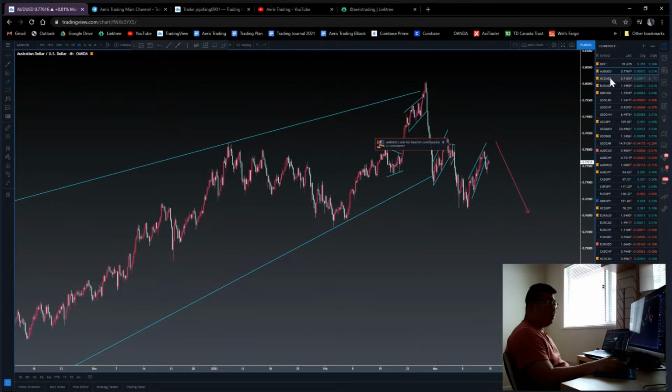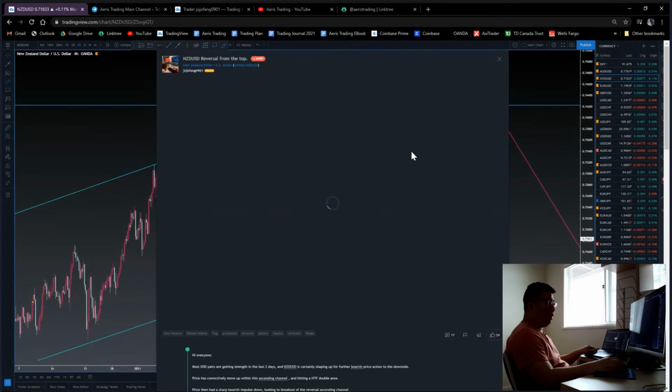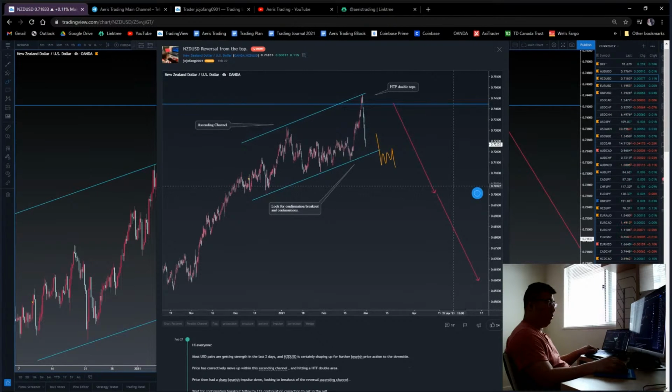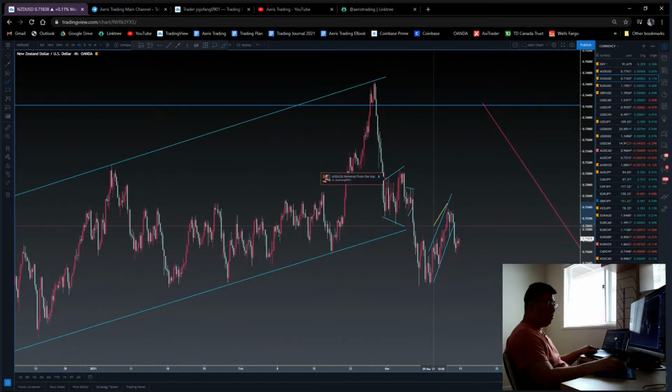So that's Aussie dollar. Let's talk about Kiwi dollar, because Kiwi dollar is looking pretty much the same. I still have a pretty good bias for a potential sell. We break out of this higher time frame channel. Looks like this is just a pullback or some sort of ascending channel. But if we get a completion of this, we may, and this is pretty much similar across the dollar board.